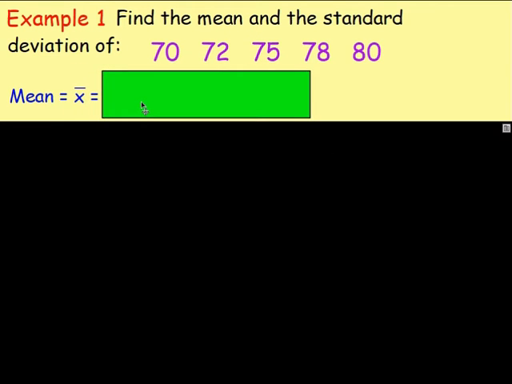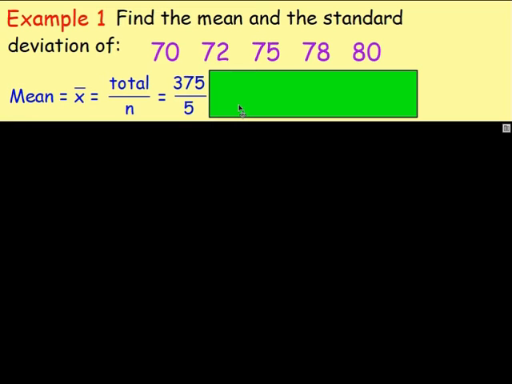You are perfectly right. The way you work out the mean is by adding them all up and dividing by how many you have. It's the total. It's what you get when you add them together, 375, and then divide by how many numbers you have, 5. If you do that on the calculator or in your brain, you end up with 75. Well done. So 75 is the mean.